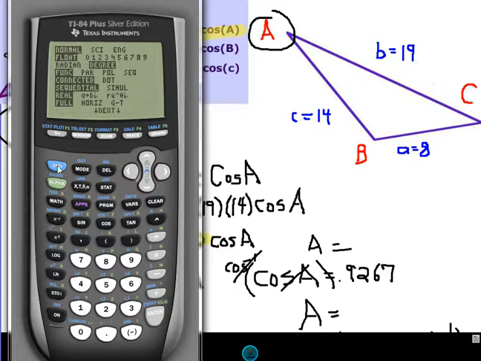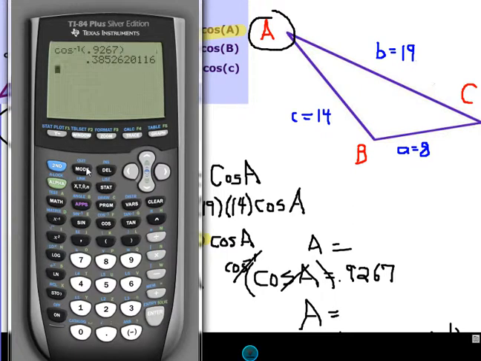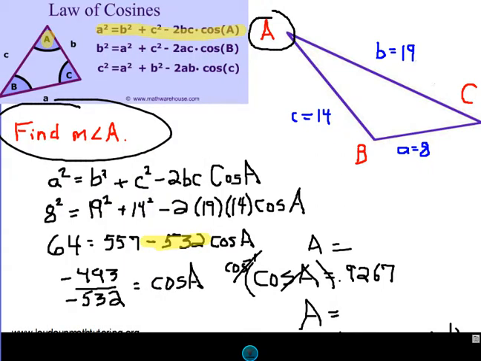So if we go back to our previous command, inverse cosine of 0.9267, now that we're in degree mode, is actually going to give us the answer in degrees. Angle A is 22.1 degrees, which makes a lot more sense for this problem. So you were actually plugging in all the numbers correctly. We just have to make sure our calculators are in degree mode.